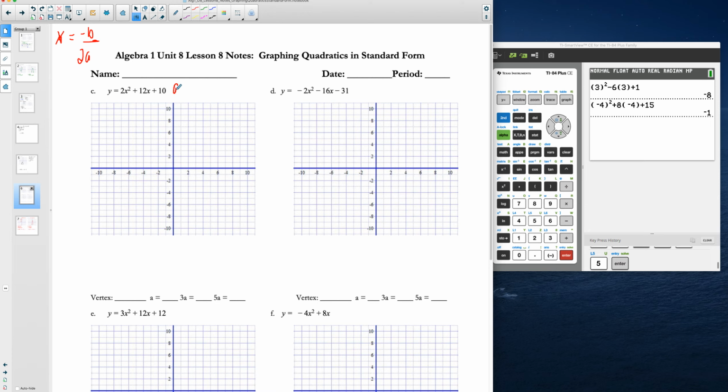So I'm going to go through this one. A, in this case, is 2. B is 12.